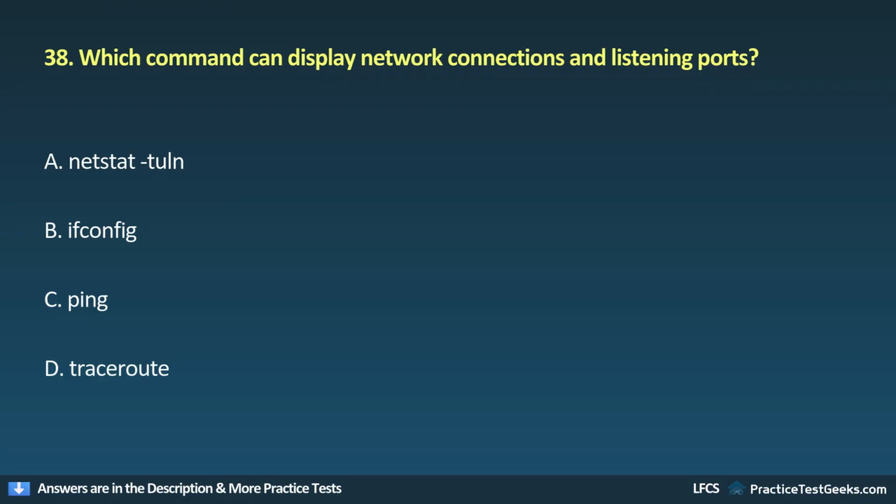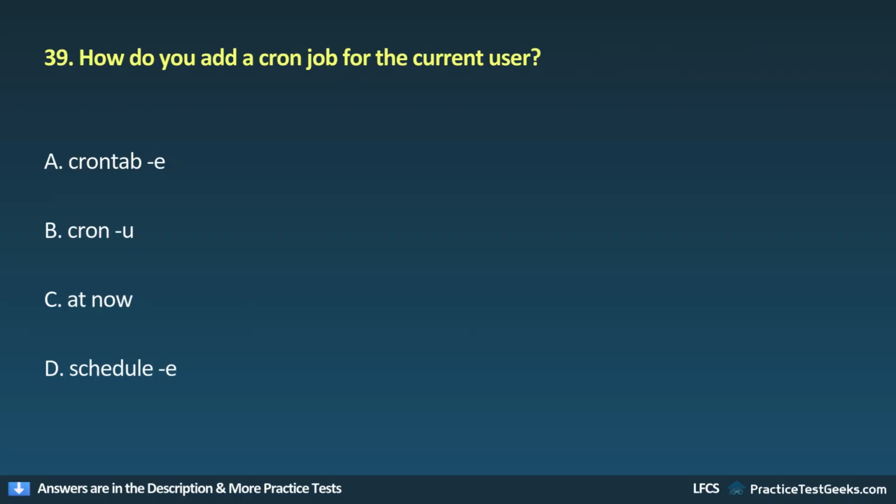A. netstat -tuln. B. ifconfig. C. ping. D. traceroute. 39. How do you add a cron job for the current user?